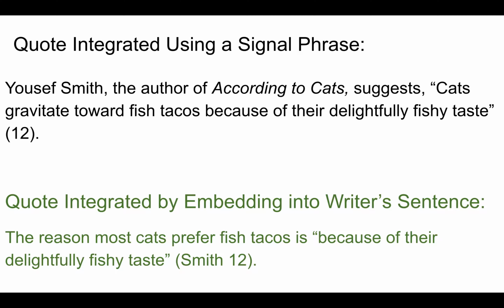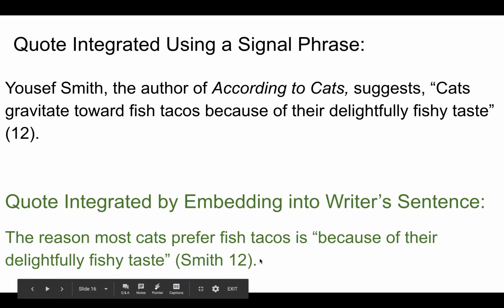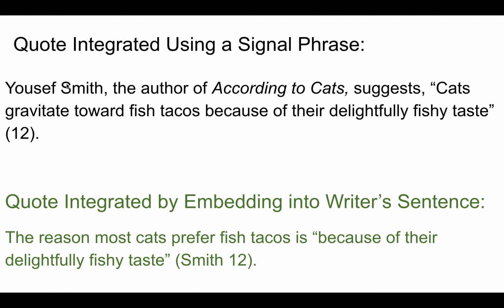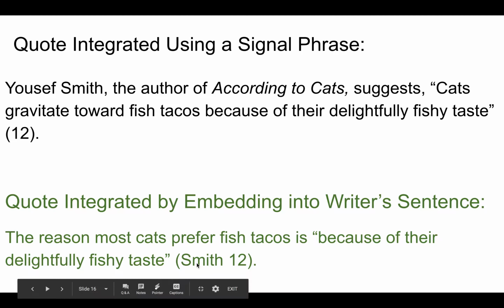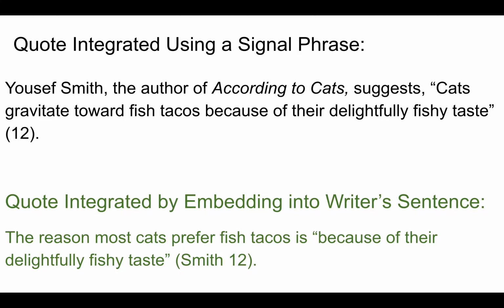So another way that you can do it, you don't always have to use a signal phrase. You can just embed. So down here in green, you can just embed the quotations into your own sentence. The reason most cats prefer fish tacos is because of their delightfully fishy taste. And then in this one, because I haven't used the author's last name as in the signal phrase, see this one up here, Yusef Smith, we don't put Smith here. This one doesn't say where it's coming from, so we do put Smith in here along with the page number that it came from. Again, we're going to talk about parenthetical citations in a second, but that's a very fluid way to integrate into your own writing.